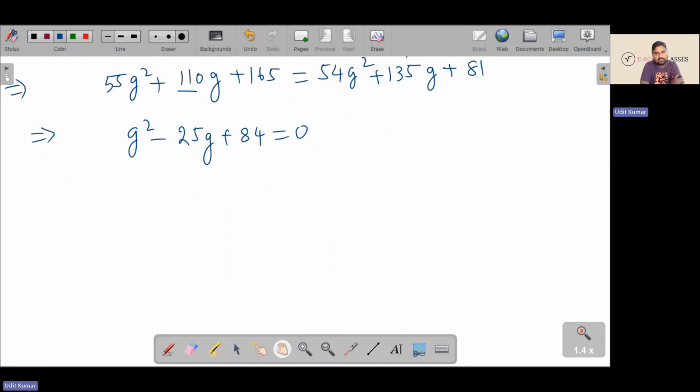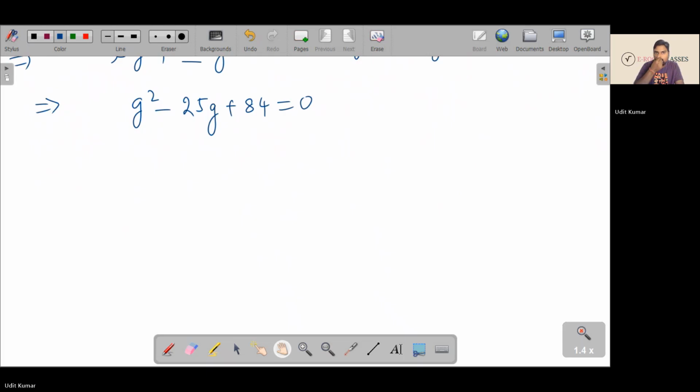Now either we can solve it using the quadratic formula, or you can solve it using splitting the middle term. Okay. Now we'll try to spend some 10 seconds. If we are able to solve it using splitting the middle term, then it's okay. But don't give more than 10 seconds, okay? If not, then we'll go with the quadratic formula anyway. So for splitting the middle term, the product of the roots should be 84. And the sum of the roots needs to be minus 25, right?